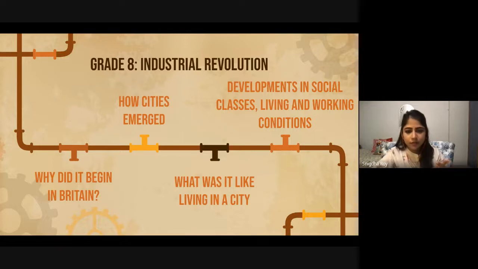Now, over the course of this topic, the Industrial Revolution, we focus on different areas. We focus on why did the Industrial Revolution begin in Britain and not anywhere else in the world? How did cities emerge at that time? What was it like living in a city? And also developments in classes. So, for the first time, monarchy was on its way out, and newer forms of governments were coming into the picture. The working class was on the rise. The nobility and the royals were not as revered as the previous centuries.